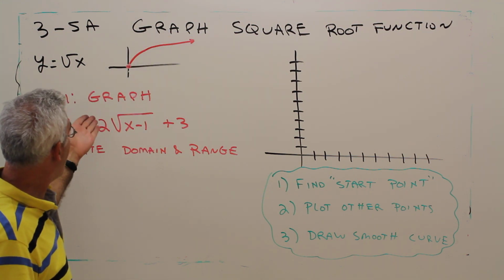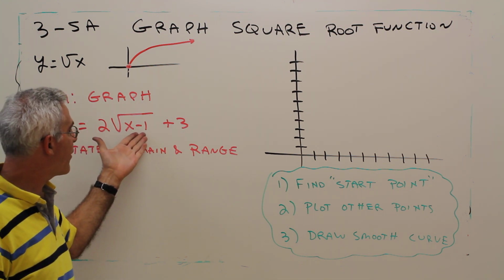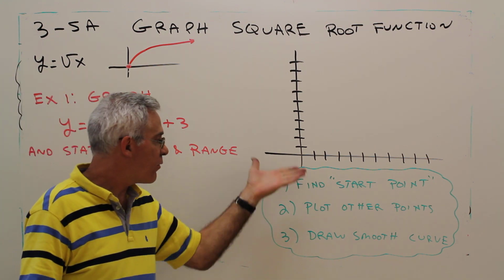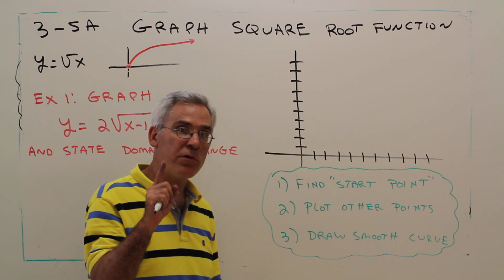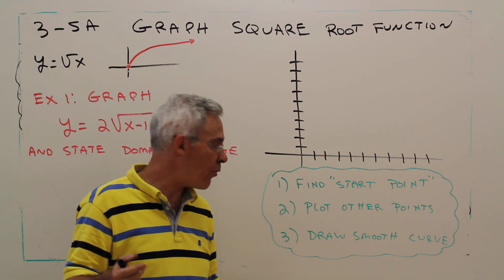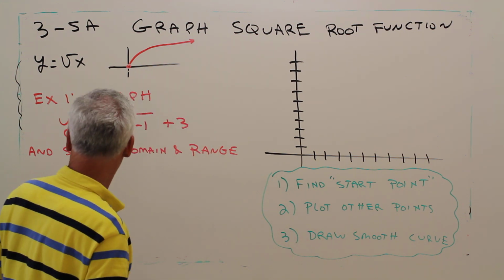All right, our example is going to be to graph y equals 2 times the square root of x minus 1 plus 3, and then state the domain and range. There's going to be 3 main steps. Number 1, the most important, find the starting point. 2, plot a few other points. 3, draw a smooth curve. Okay, here we go.